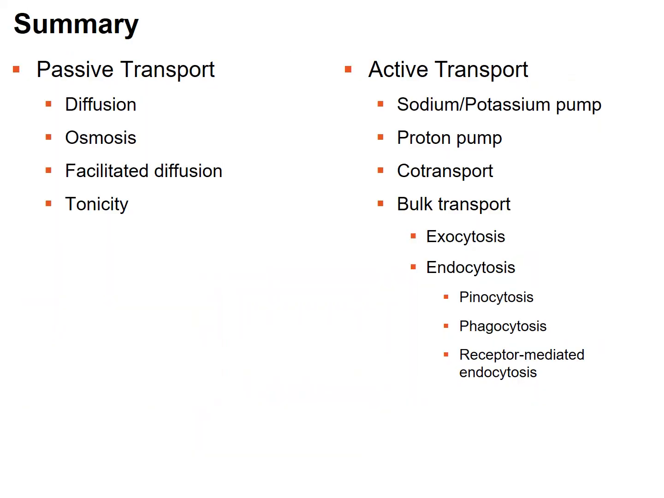This summarizes transport. So remember, there's active and passive transport. Passive transport involves just simple diffusion. Part of that would be osmosis and facilitated diffusion, and I talked about tonicity. And then active transport, we've got the sodium-potassium pump, the proton pump, and then co-transport, and of course bulk transport, which involves exocytosis or exiting the cell, or endocytosis or taking in things by eating, drinking, or something specific.